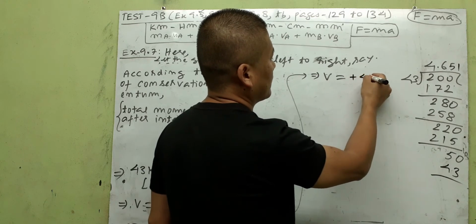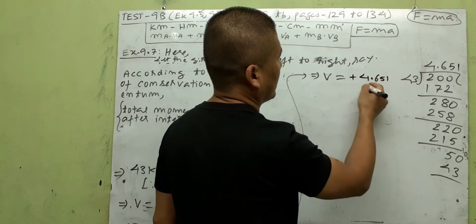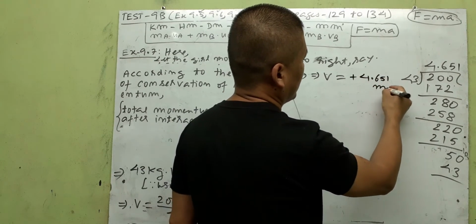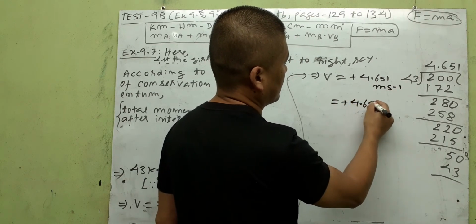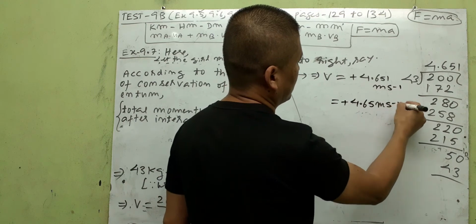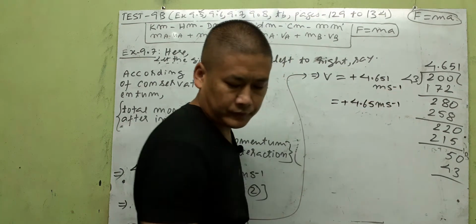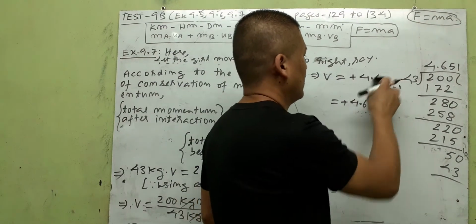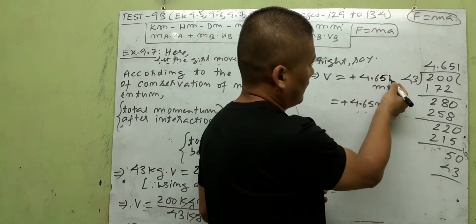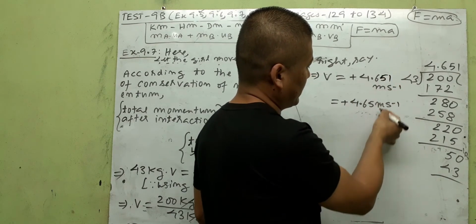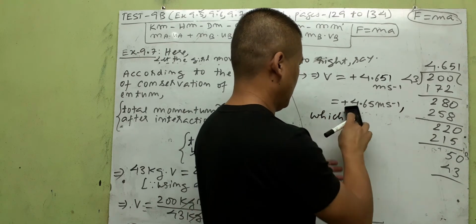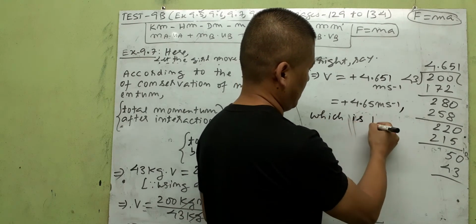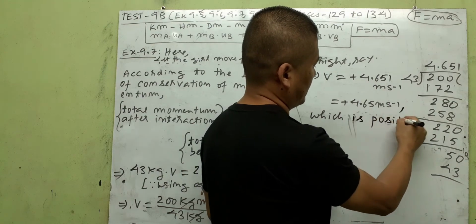So we're getting plus 4.651 meter per second, which is approximately plus 4.65 meter per second, because the third place is less than 5, so this will remain the same. So we can write here, which is positive. This is very important.